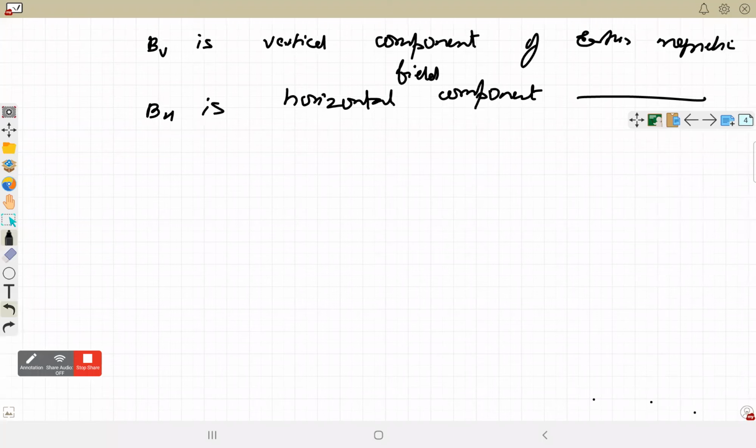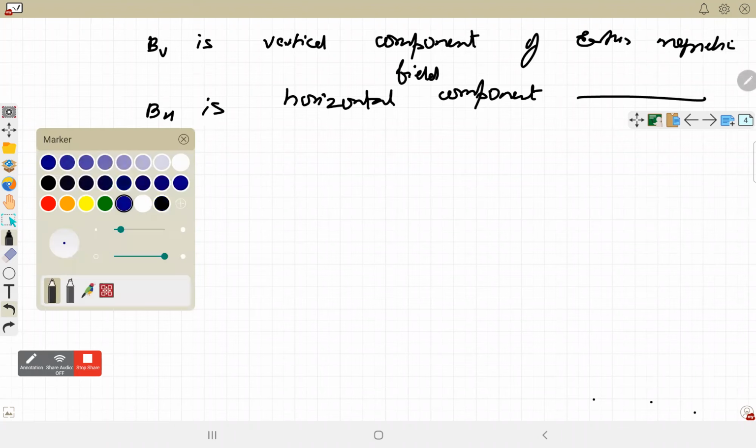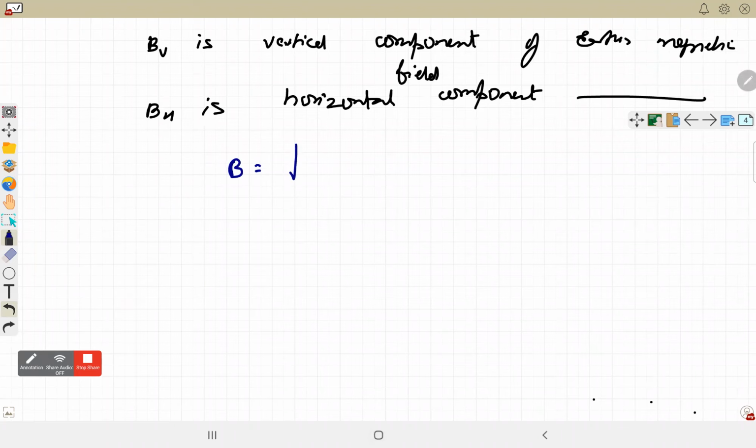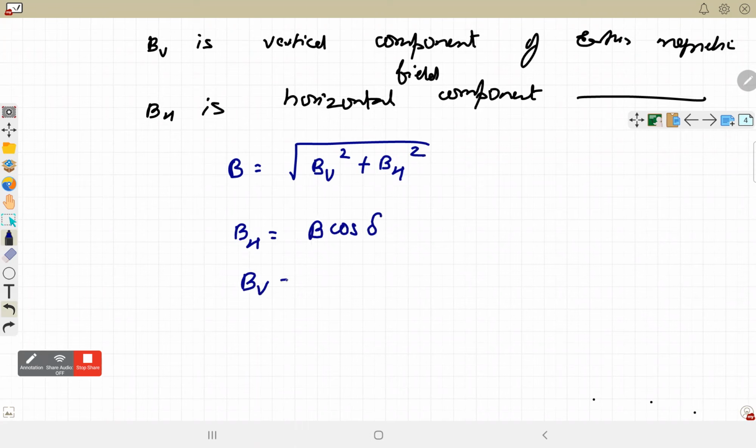Net magnetic field at any place will be root of BV square plus BH square. एक तो ये फॉर्मूला मिल गया. BH will be B times cos delta and BV will be equal to B times sin delta. Whichever formula is required, we will use.